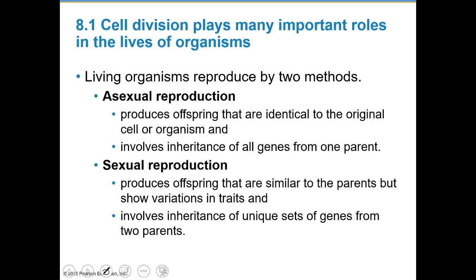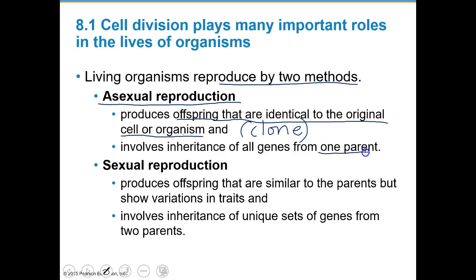Living organisms reproduce by two different methods, one of which is asexual reproduction. This produces offspring that are identical to the original cell or organism. There are actually organisms that reproduce asexually, and it essentially does what we would think of as cloning, but it's not exact copies. Well, there'll be a whole thing in genetics about that. Don't worry. It's almost like cloning because we're making exact copies of either the cell or the organism. This involves inheritance of all of the genes from just one parent.